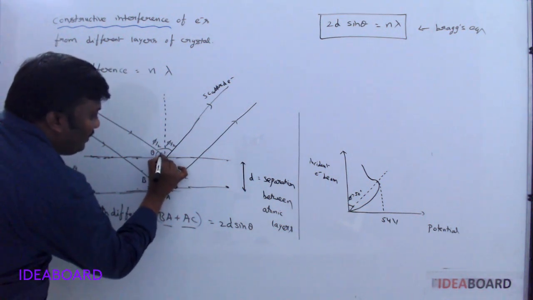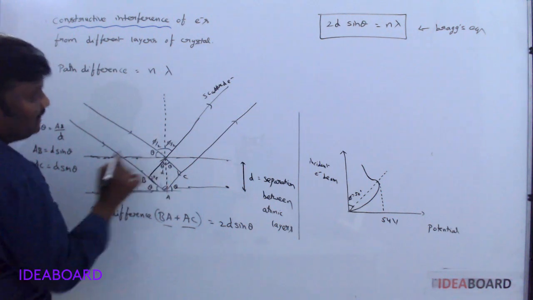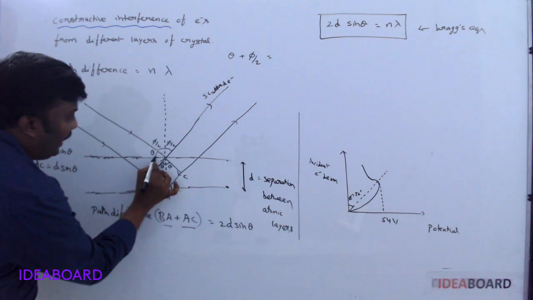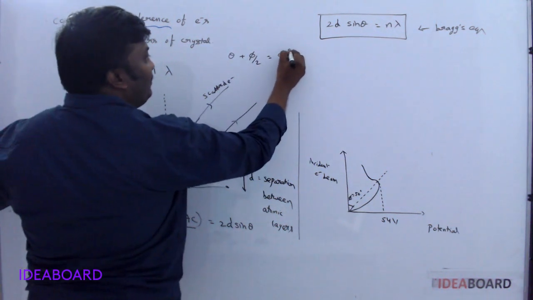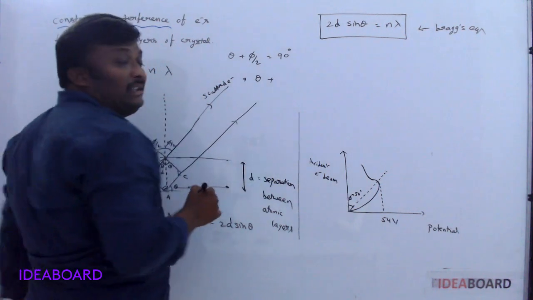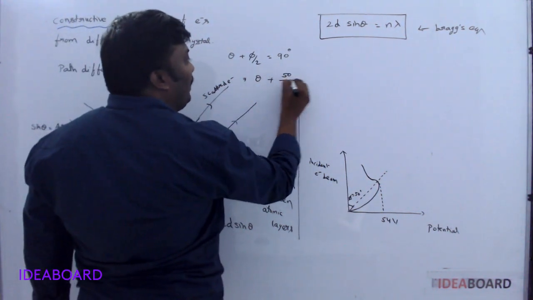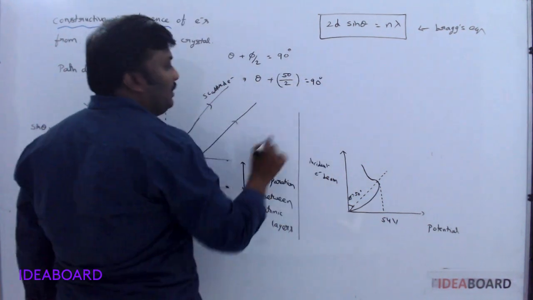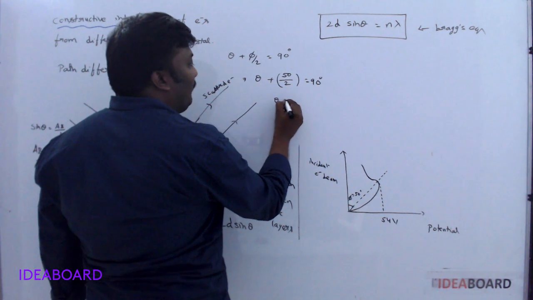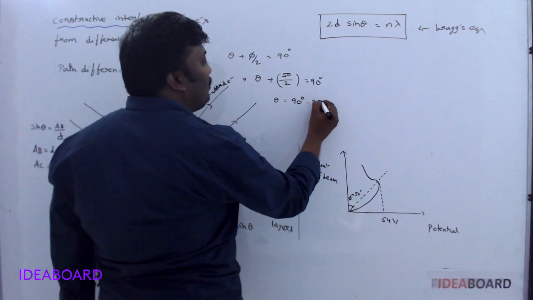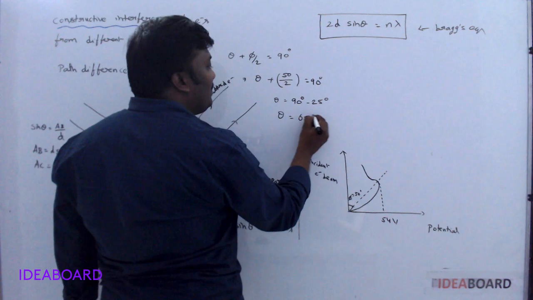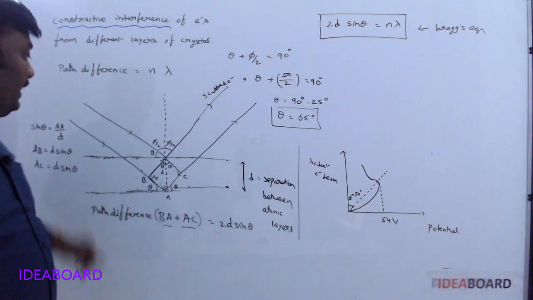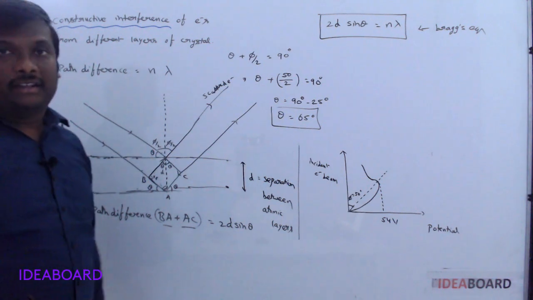Good. What is this angle? From here to normal, 90 now. From the diagram, theta plus phi by 2 is equal to 90 degree now. What is the theta we got? At the particular angle of 50 only we got the constructive interference. So 50 by 2 is 25. So theta is 90 minus 25 degree. So theta is equal to how much? 65 degree. What is the value of theta? 65 degree with the atomic layers.